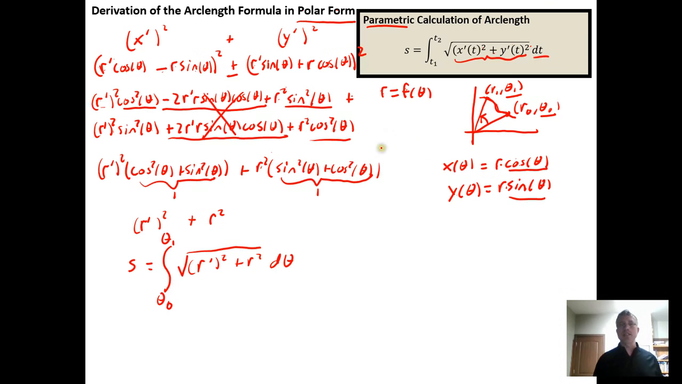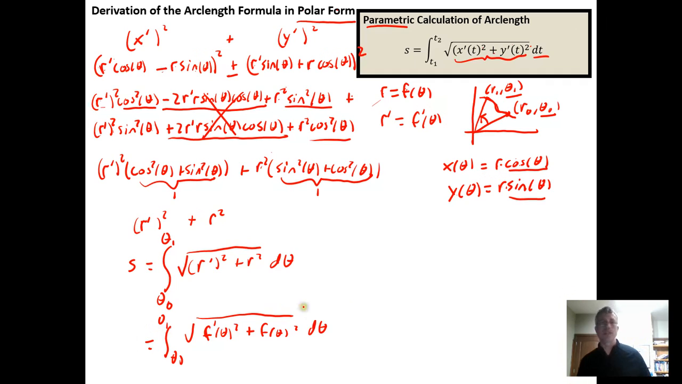And we could just as easily replace the r and the r prime because r is equal to f of theta. We could replace r in the formula with f of theta, and we could replace r prime with f prime of theta, which is a common way to see it. And so if we did that, it would just look like this. We'd get theta naught to theta sub 1 of the square root. We'd have f prime of theta being squared plus f of theta being squared, and it would still be d theta.